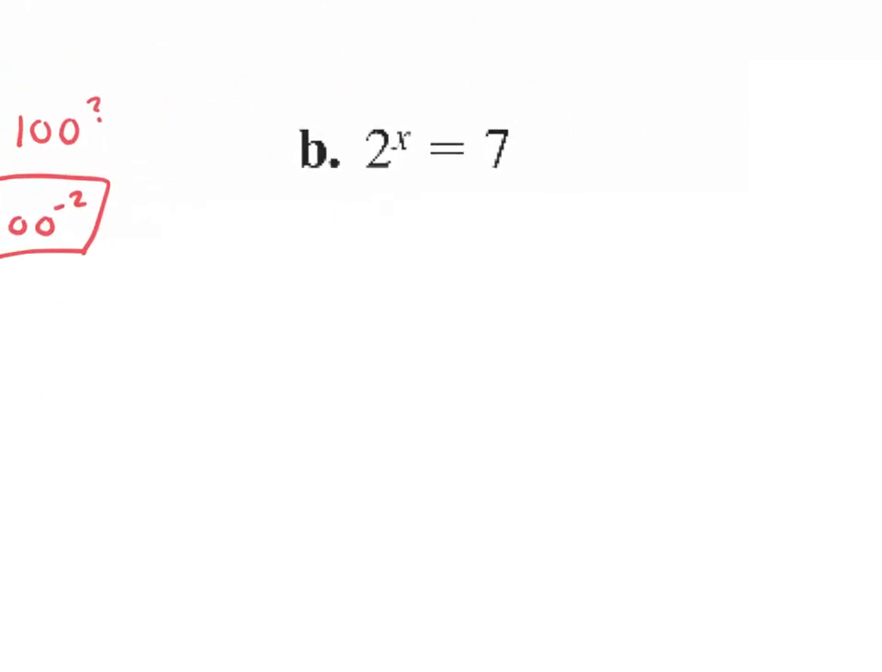So for this one, it's a little bit different because we can't get 7 to look like a 2, and we can't get 2 to look like a 7. So what we can do is take the log base 2. So we're using base 2 since we have a 2 there already as our big base. So this would be log base 2 of 2 to the x is equal to, what we do on one side, we have to do on the other. So log base 2 of 7.